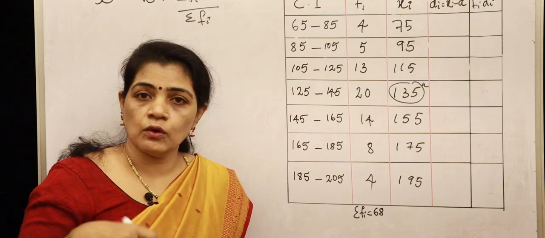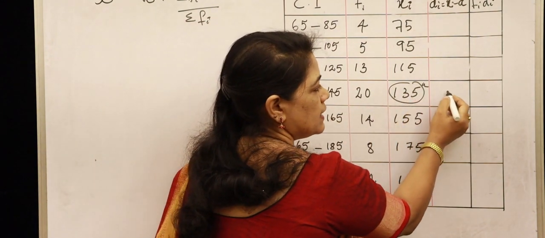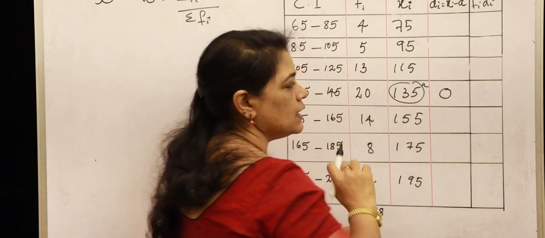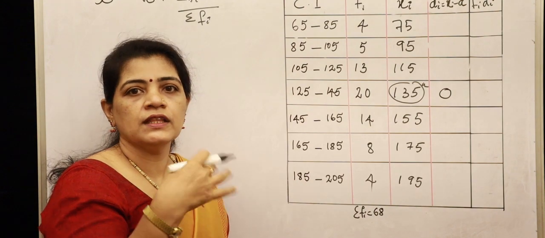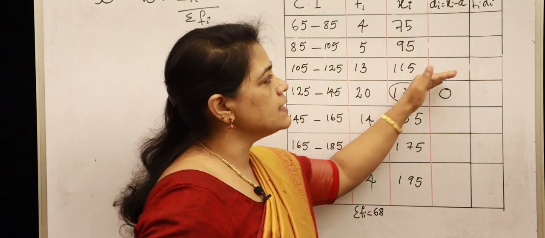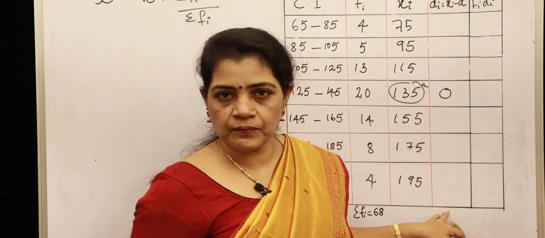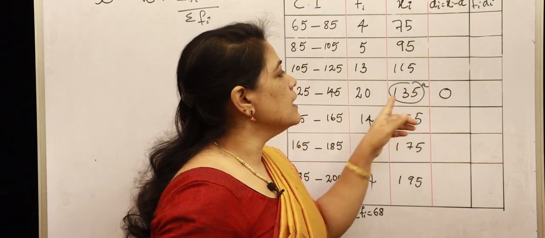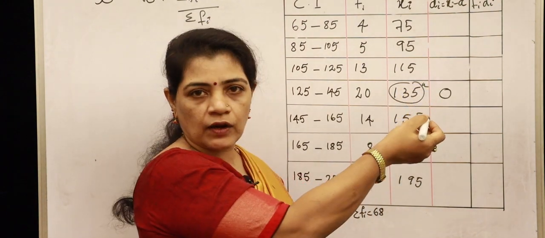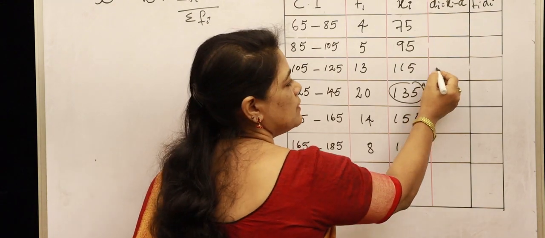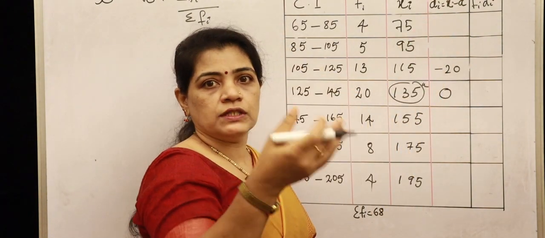Okay, and I already told in the previous problems that here this entry will be 0. That means 135 minus the assumed mean, that is 135, that is 0, and all the entries above the 0 will be negative and below the 0 will be positive. And here 115 minus 135, that is negative 20. Being the difference is 20, here will be the multiples of 20.